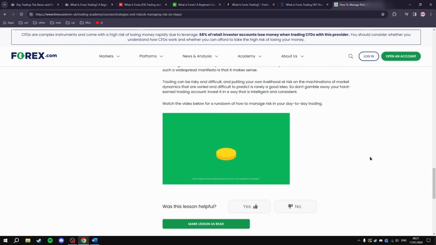6. Don't risk what you can't afford to lose. Trading is risky and difficult. Don't risk your house on a trade. By following these steps, you can help reduce your risk and increase the likelihood of long-term success.